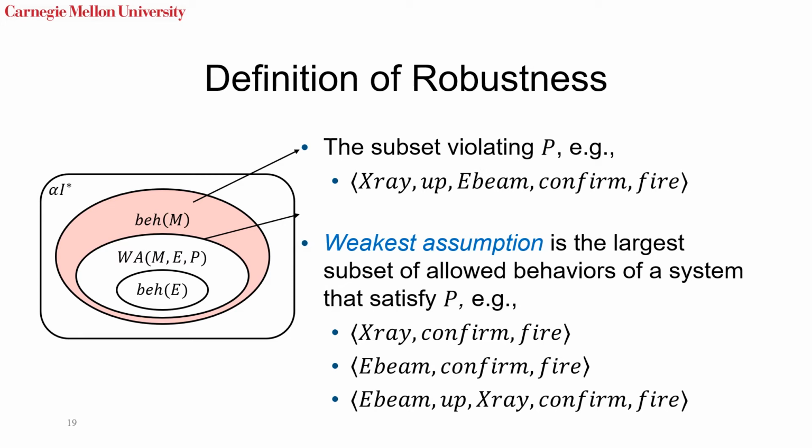The circle in the middle is the largest subset of system behaviors that still satisfy the property, which we call the weakest assumption of the system. When we design a system, it is often hard and almost impossible to make it work under any environment. Thus, we make assumptions about the environment and try to make sure that the system works under these assumptions. Thus, an assumption is weaker means the system is making fewer assumptions about the environment. That is, the system should have more behaviors satisfying the property. Thus, the weakest assumption is the largest subset of environmental behaviors under which the system still satisfies the property.